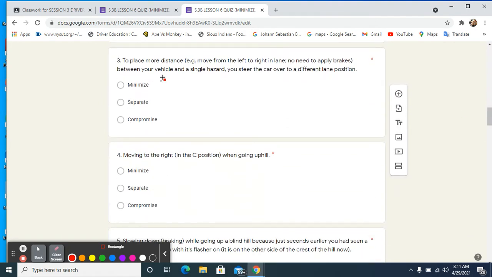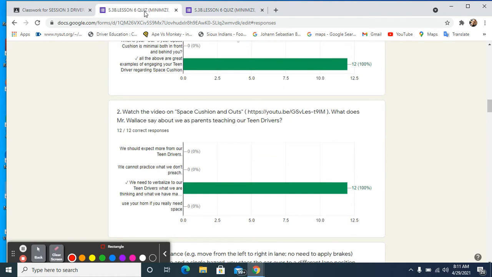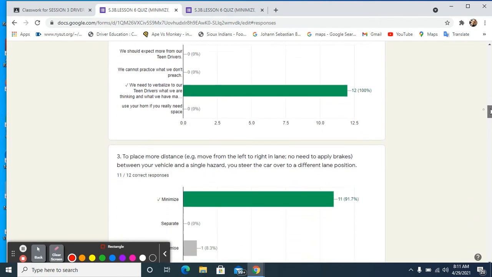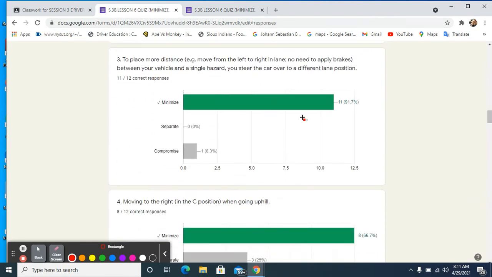Number 3: to place more distance means move from left to right in a lane. No need to apply brakes between your vehicle and a single hazard. You steer the car over to a different lane position. This is called minimize, right? This is basic minimize. Let's see how people did. Almost everyone got it correctly. We had one person say compromise.